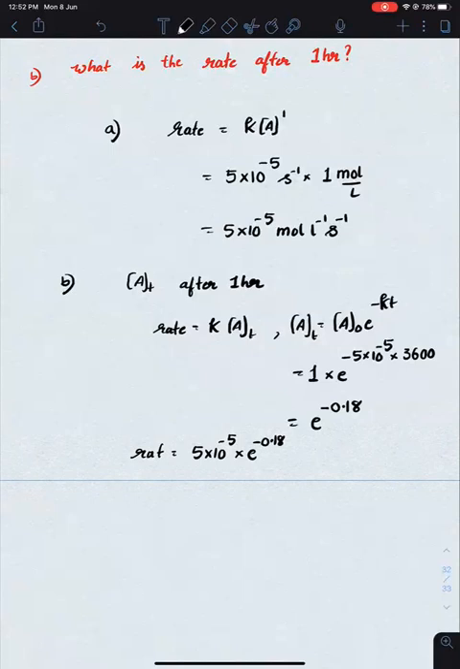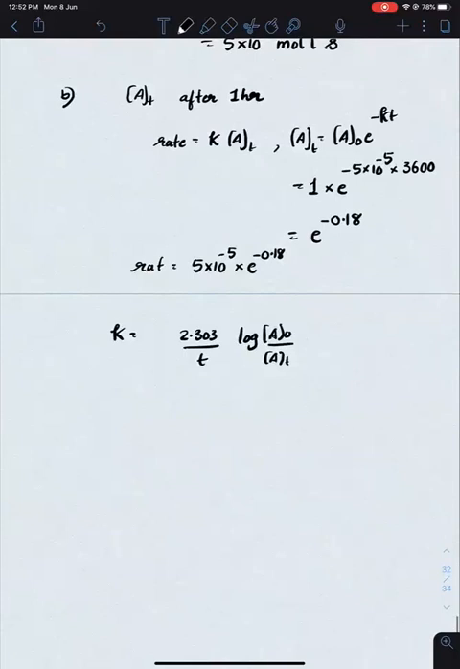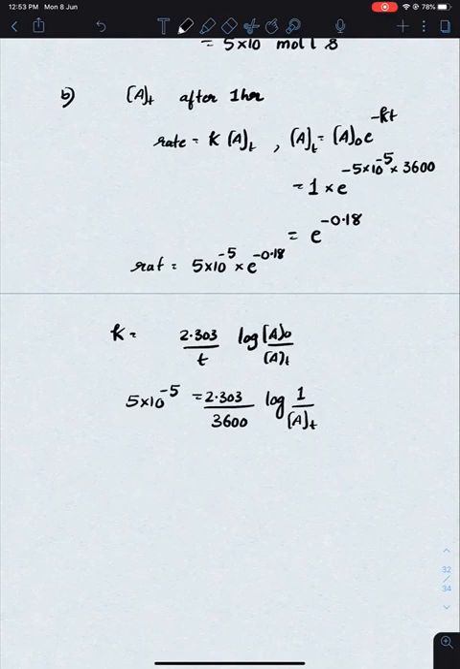Or you can use another expression, which is k is equals to 2.303 upon t log A naught upon At. Now you need to find the value of At. K का value 5 into 10⁻⁵ is equal to 2.303, time is 3600 seconds, log 1 upon At. From this expression also you can find the value of At. Once you get the value of At, you can substitute that in rate is equals to k into At.